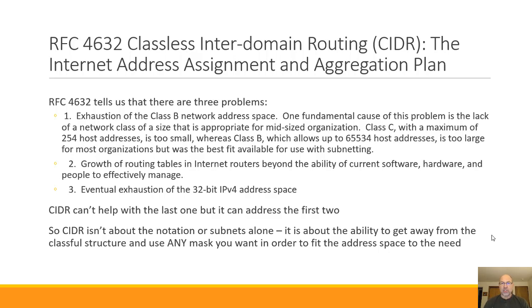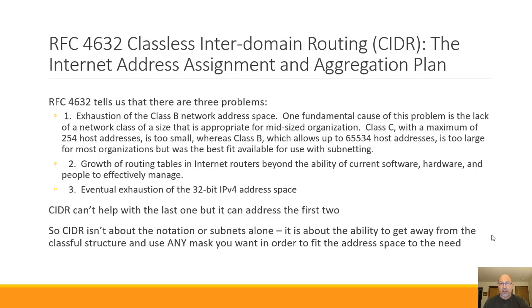On the other hand, if you give them a whole bunch of Class Cs, that one organization would consume a whole bunch of the Class Cs that were available. All right, so that's one problem. The other problem is that if you actually handed out all of those Class Bs and Class C networks, the internet routing table size would grow, because it has to be able to reach all of those destinations. So that was becoming a problem.